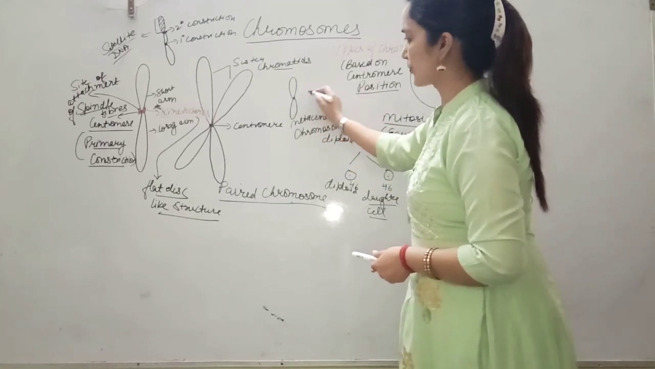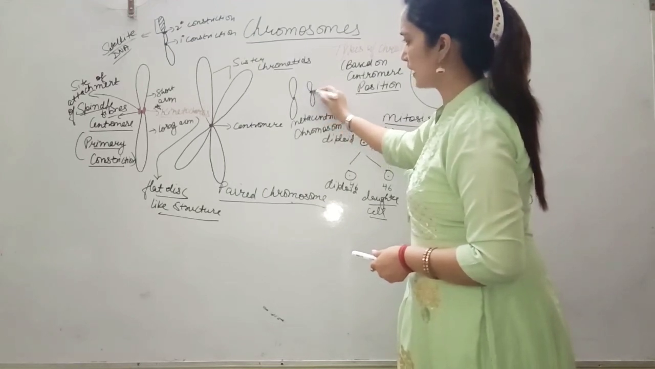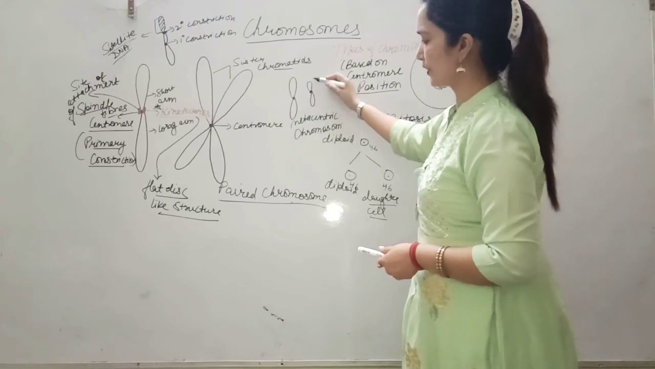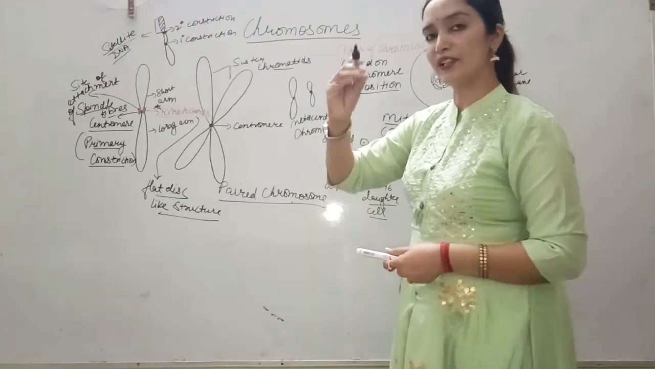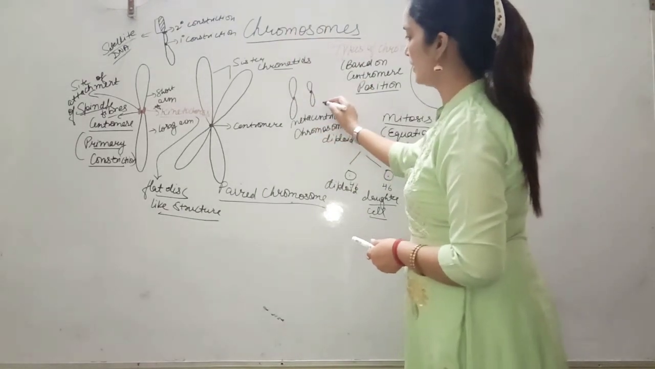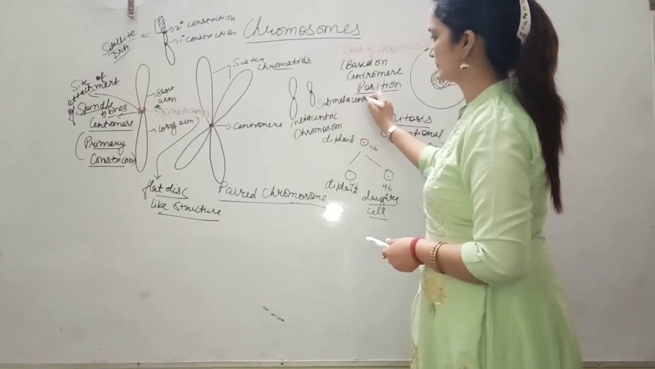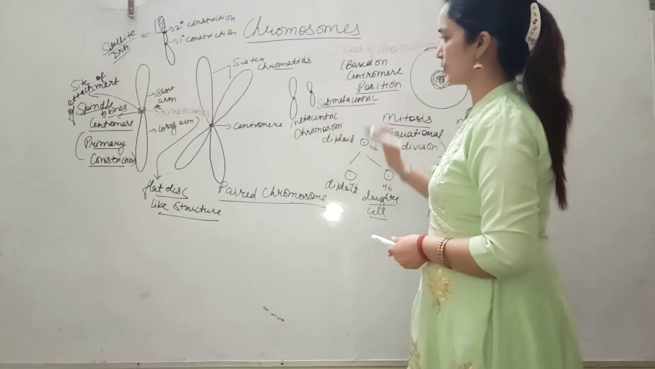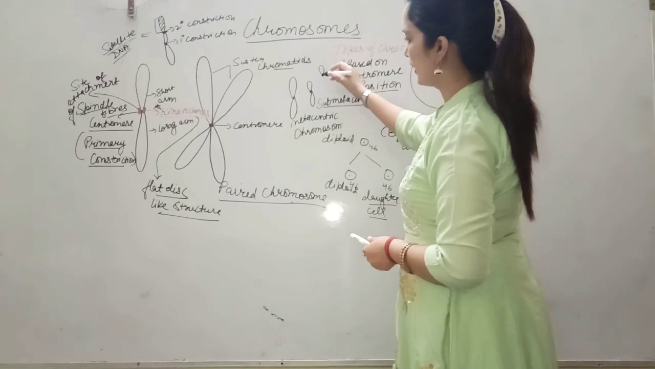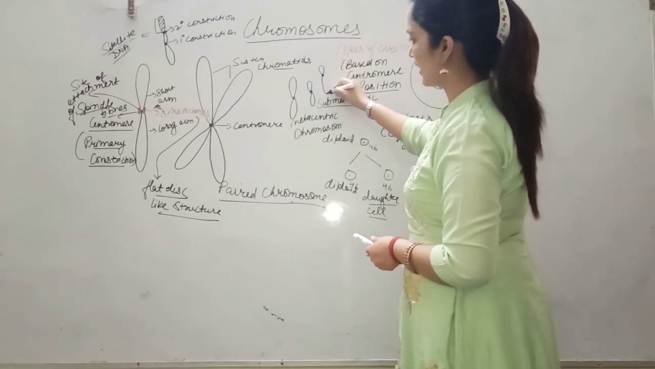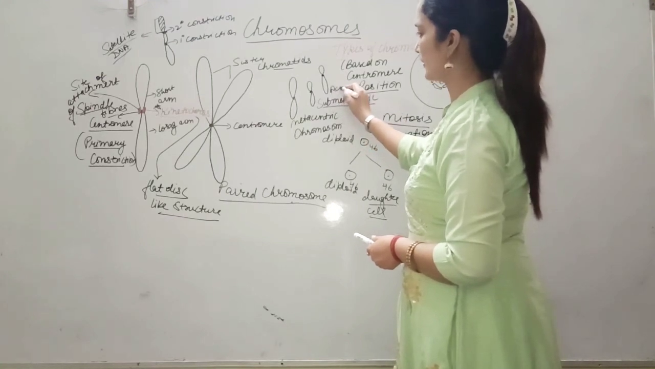If this constriction or centromere is present a little upside from the center, a little bit upward from center, that is called submetacentric chromosome. If only a small part of one arm is present outside on the upper side and the long arm is present downside, this will be called acrocentric chromosome.